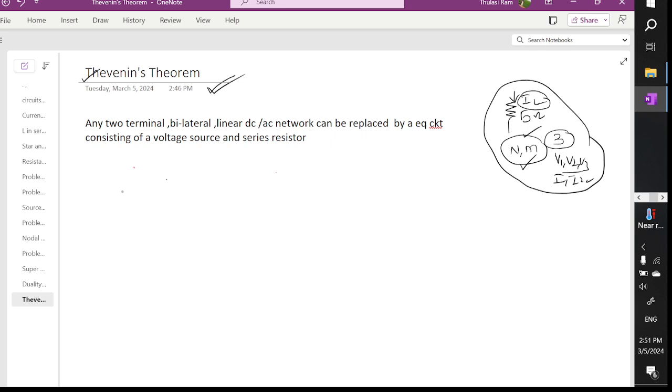and this theorem was developed by Thevenin. That's why it is called Thevenin's theorem. Let's try to understand how to apply Thevenin's theorem and what the procedure behind it is. So you need two terminals. So let us take a resistor.